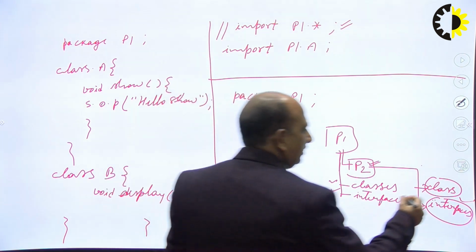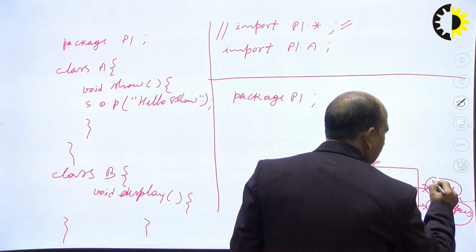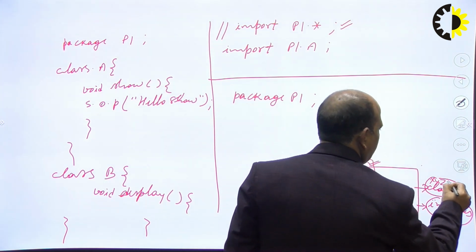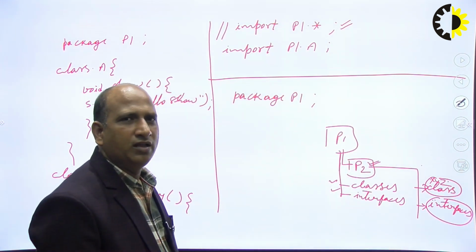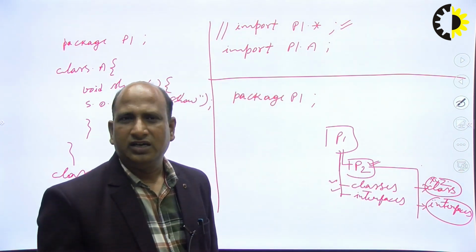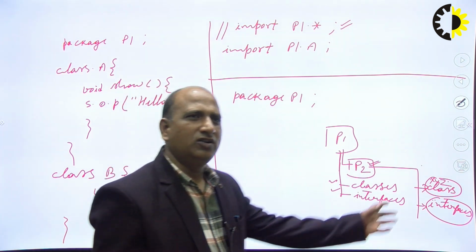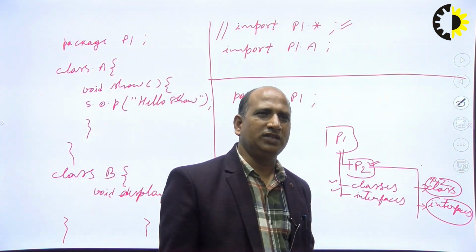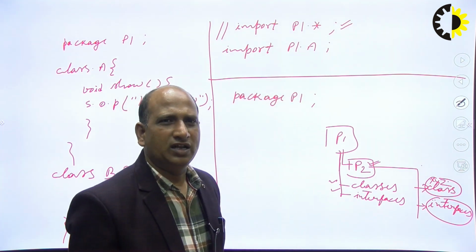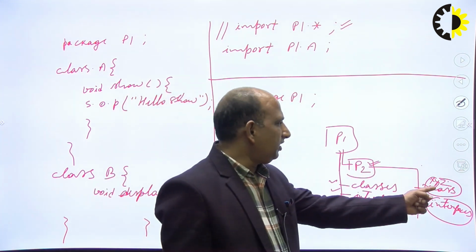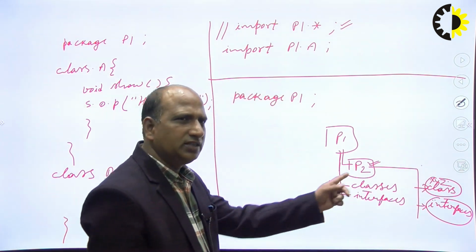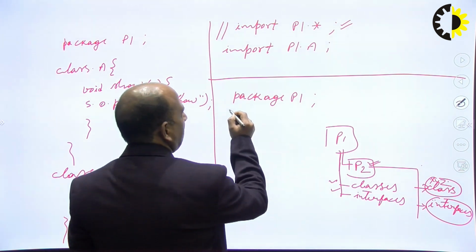Let's say there is a class xyz dot class within p2. I want to access the facility of this class, and if I have written import p1 dot star, in that situation I cannot access the member of p2. So to access it, we have to write like this.